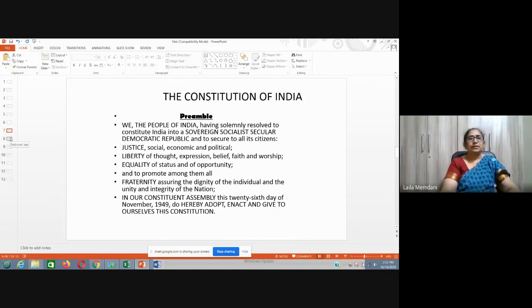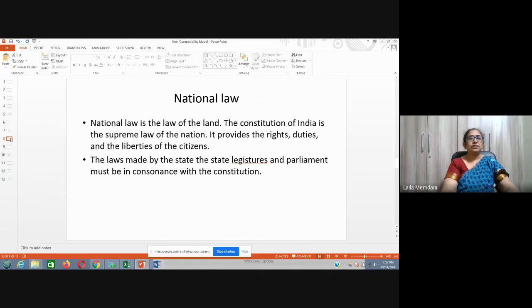Equality of status and opportunity, that is, all have equality of status and opportunity. When you go for a job, all the job candidates are equal. Of course, some reservations are provided by the constitution to scheduled castes, scheduled tribes, and other backward classes, and to promote among all fraternity, assuring dignity of the individual and the unity and integrity of the nation. So, this is the preamble of our constitution.